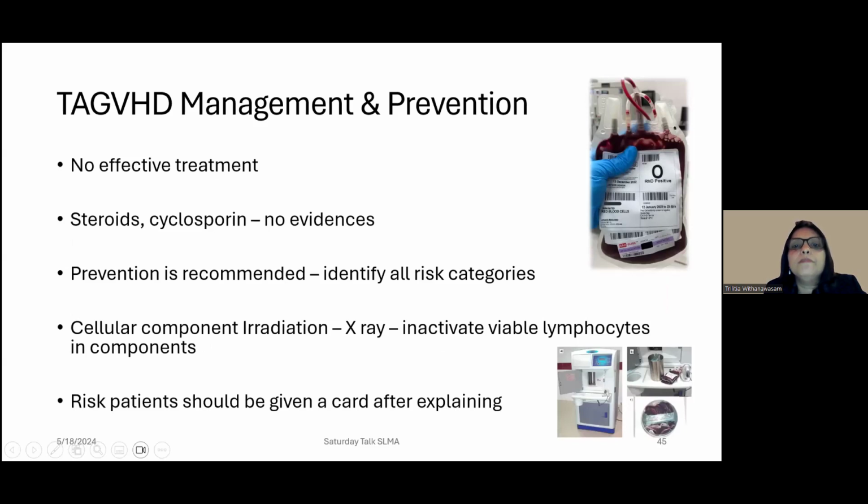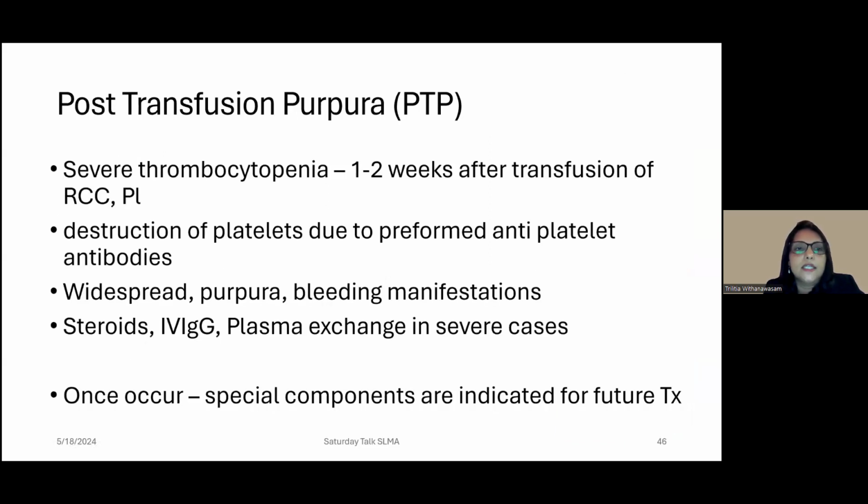We have to identify the risk categories. As a clinical team and the blood bank team, we have to coordinate with each other to help patients in this kind of situation. So we can do irradiation. That means we expose all these cellular packs or blood components to X-rays, which can inactivate the viable lymphocytes present in those components. And we have to give a card after explaining. They have to carry this card at each admission. Then only do we know that he is in a risk category group.